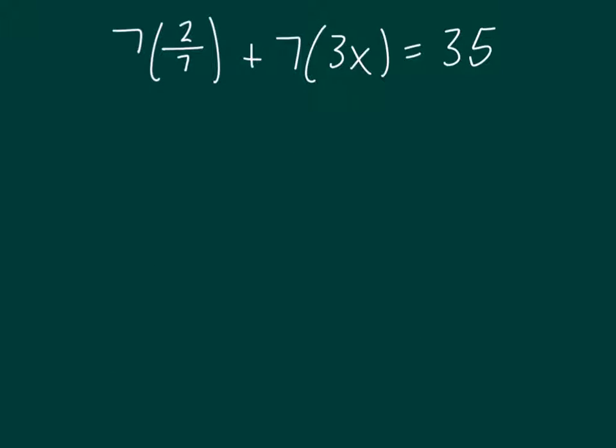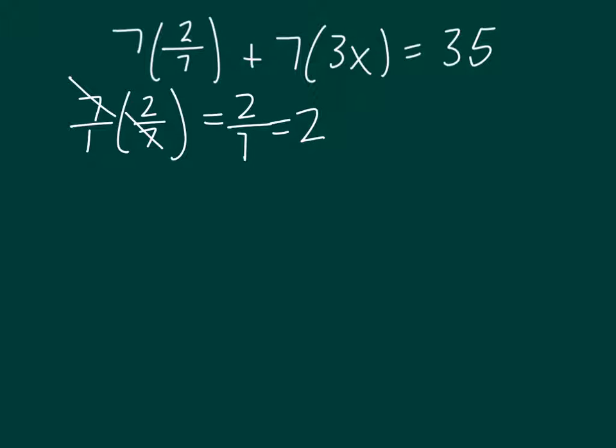Okay, so now I want to multiply this out. 7 times 2/7 is the same thing as saying 7/1 times 2/7. And we saw on the previous slide that these 7s are going to end up canceling out, and we're going to be left with 2/1, which is equal to 2. So we'll bring that 2 down. So we have 2 plus, and then up at the top, we have 7 times 3x, which is just 21x, and then equals 35.